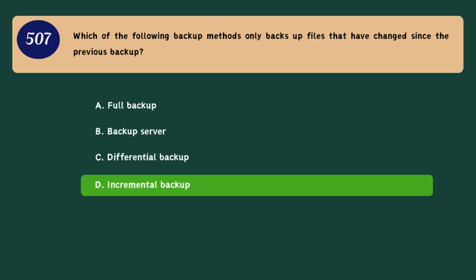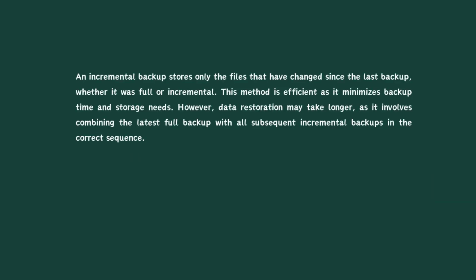Correct answer. D. Incremental backup. An incremental backup stores only the files that have changed since the last backup, whether it was full or incremental. This method is efficient as it minimizes backup time and storage needs. However, data restoration may take longer, as it involves combining the latest full backup with all subsequent incremental backups in the correct sequence.